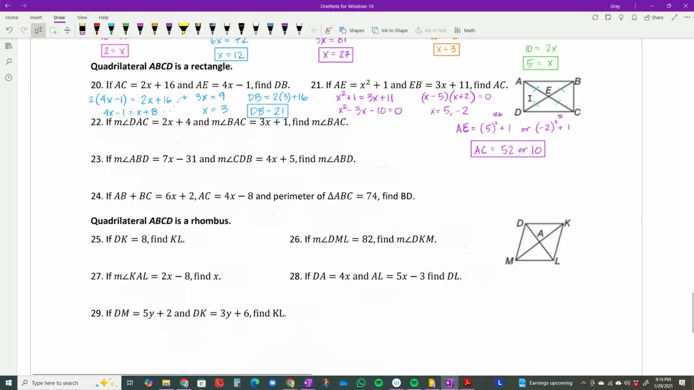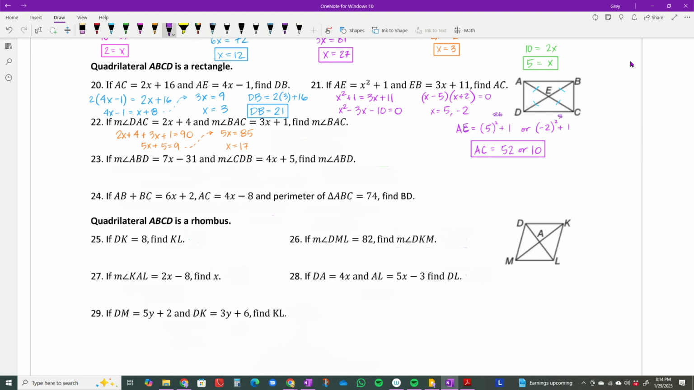DAC, that's that little piece up there, and BAC. So they've given us these two parts, and those two parts have to add up to 90 because we know that angle A is a right angle. So that means 2x plus 4 plus 3x plus 1 equals 90. 5x plus 5 equals 90. Keep going. That means 5x equals 85 and x equals 17.